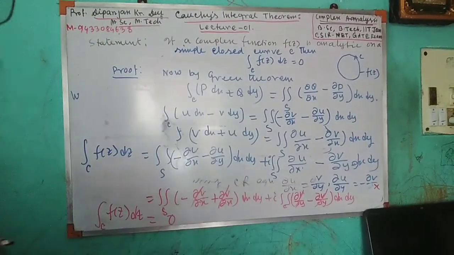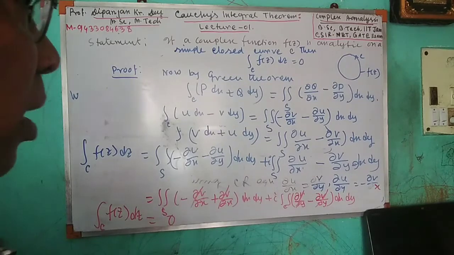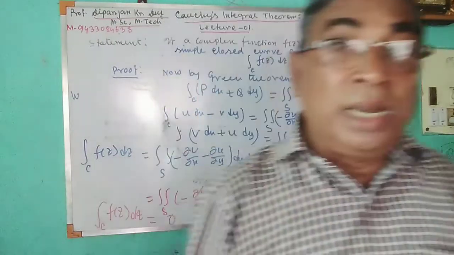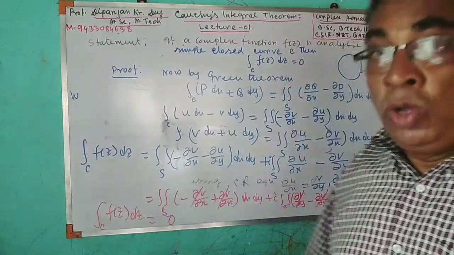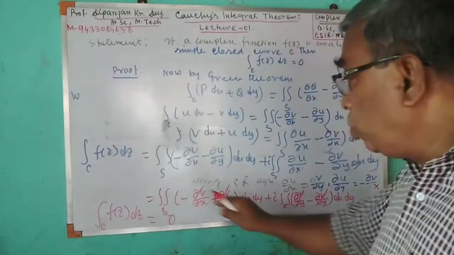This proves Cauchy's integral theorem, that is, if f(z) is a complex function and it is an analytic function, then the integration of f(z) dz is equal to 0 on any closed curve, any simple closed curve. So this we have now proved.